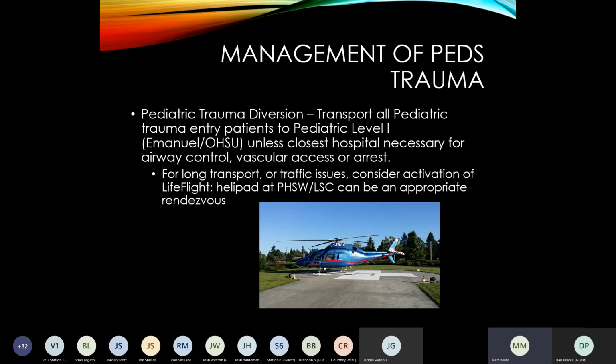Now this is one of our operating procedures regarding receiving facilities for pediatric trauma patients. So trauma diversion to a pediatric Level 1 if they meet criteria, which is at Emanuel or OHSU. That's where these kids need to go. Unless you need initial airway control, vascular access for resuscitation, or the patient's in arrest, and they meet transport criteria, you can divert to the closest facility. But otherwise, these patients go typically to Randall because it's the closest facility.